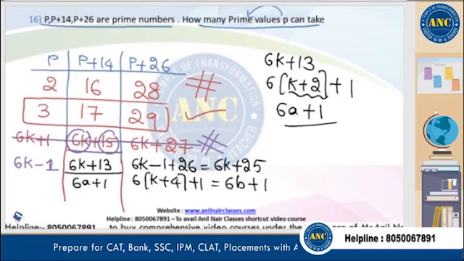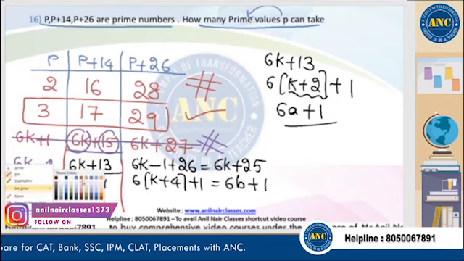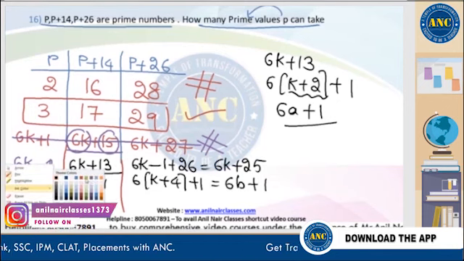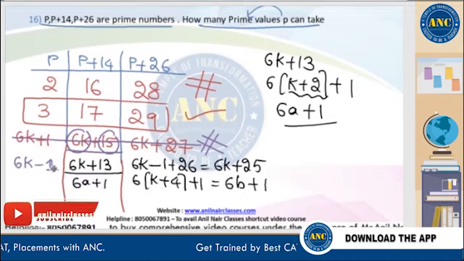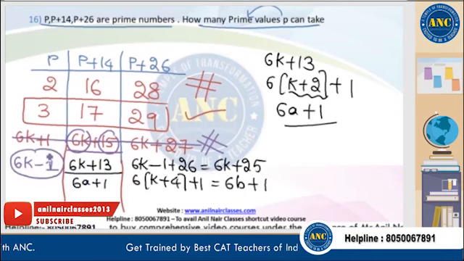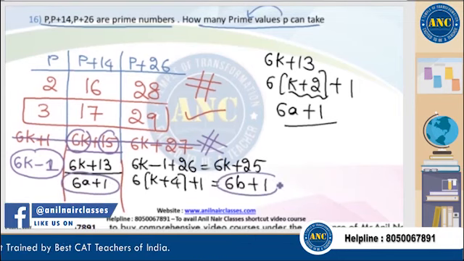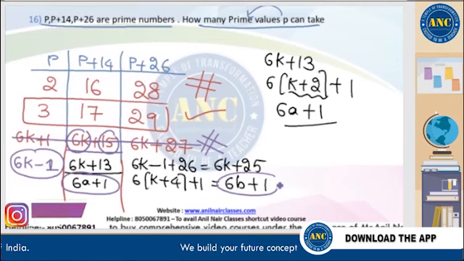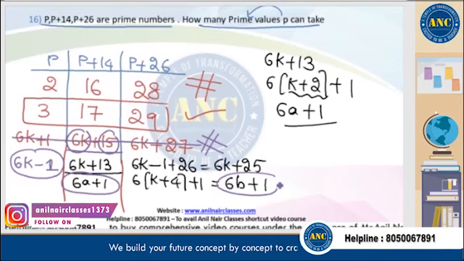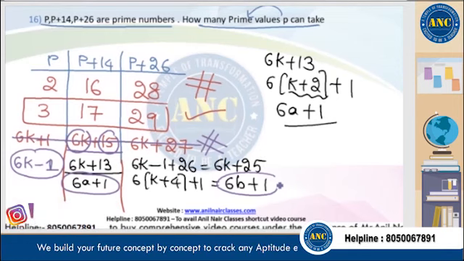That means if I take 6k minus 1, I get three cases. What are the three cases? One is 6k minus 1, another is 6a plus 1, and another is 6b plus 1. Now we have to check whether there are any numbers of the form 6k minus 1 which will make these three numbers prime.